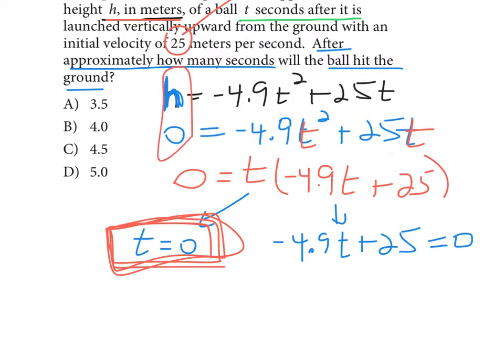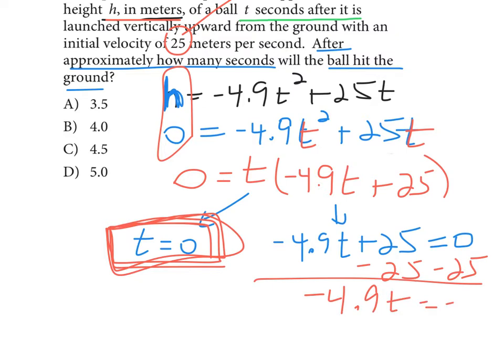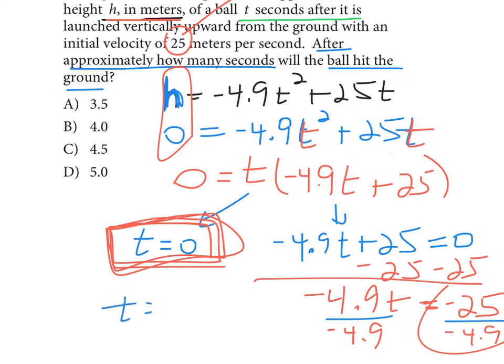And then now I'm going to solve this equation for the time. So here I'm going to subtract 25 on both sides. So I have negative 4.9t equals negative 25. And then here we're going to divide both sides by negative 4.9. So if you do on your calculator negative 25 divided by negative 4.9, you get t is equal to 5.102, and there's some more decimal seconds.